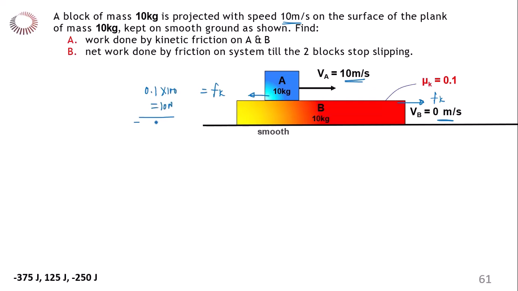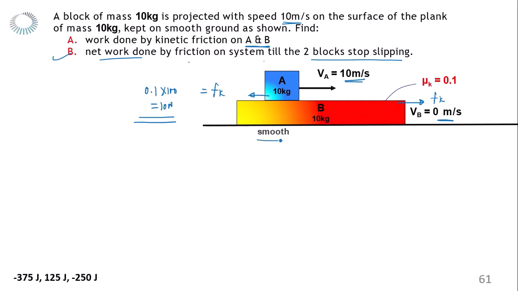Now you are asked to calculate the work done by the kinetic friction on A and B separately, and the second part is to calculate the net work done by the friction on the system till the two blocks stop slipping. Due to the friction force on A, the velocity of A is going to reduce. Due to the friction on B, the velocity of B block is initially 0, and it will gain speed.